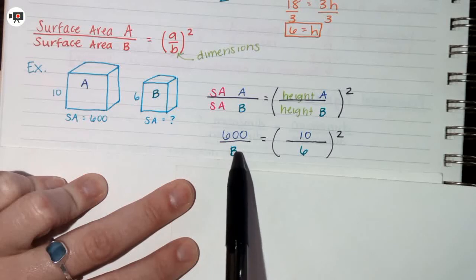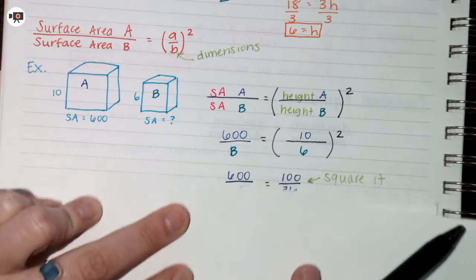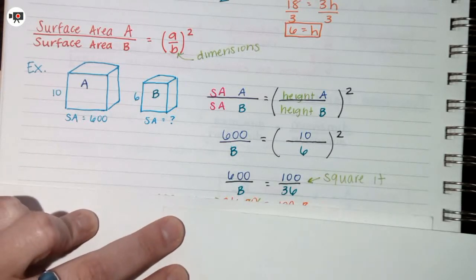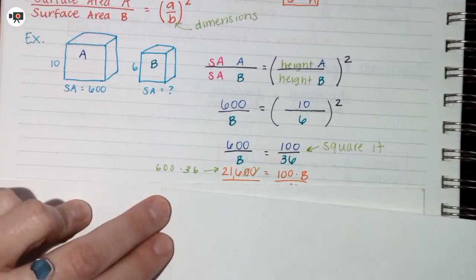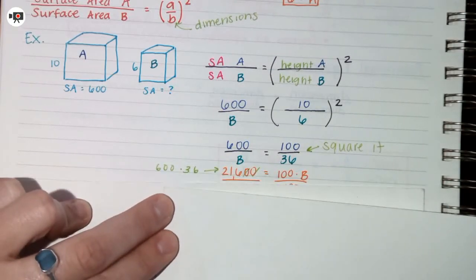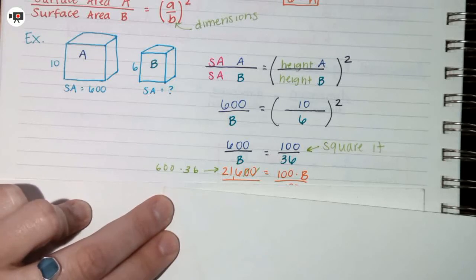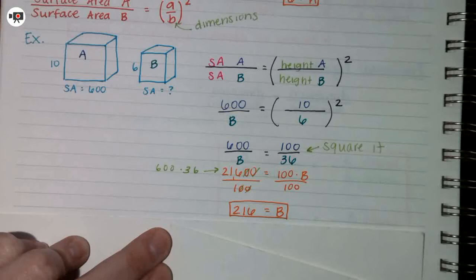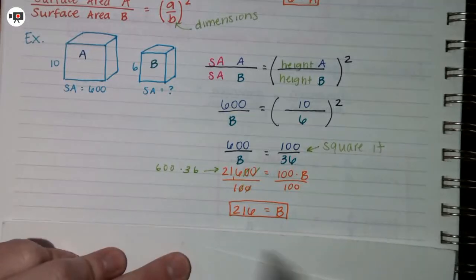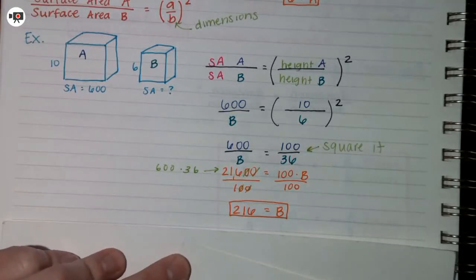So that's 600 over B equals 10 over 6 squared. 10 over 6 squared is 100 over 36. Now cross multiply, and 21,600 equals 100B. Divide each side by 100, and B equals 216.